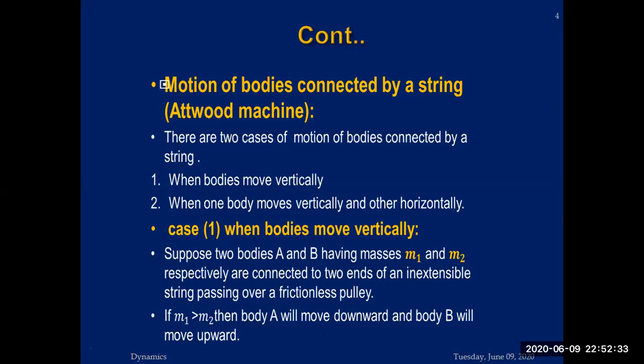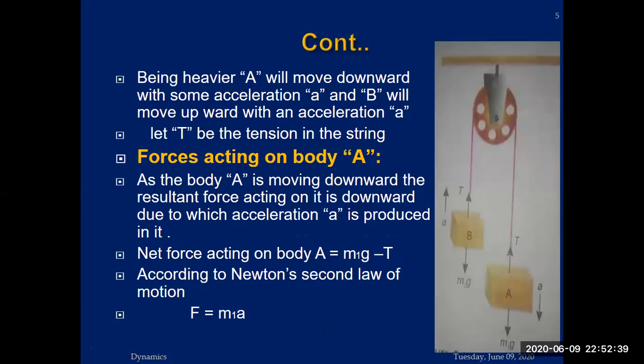The possibility is that you have to keep one mass small and the other one large, so that it can move up and down respectively. So this is the case. If you look at these, these are the two masses. This is a frictionless pulley. This is body A. Its weight is m1g.